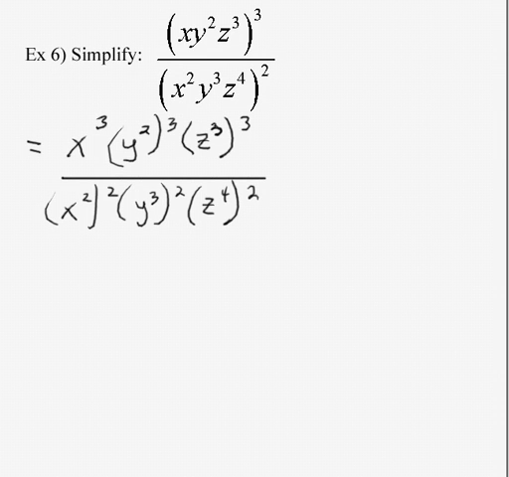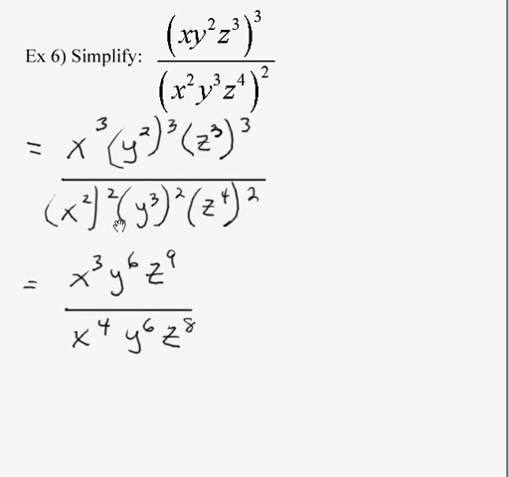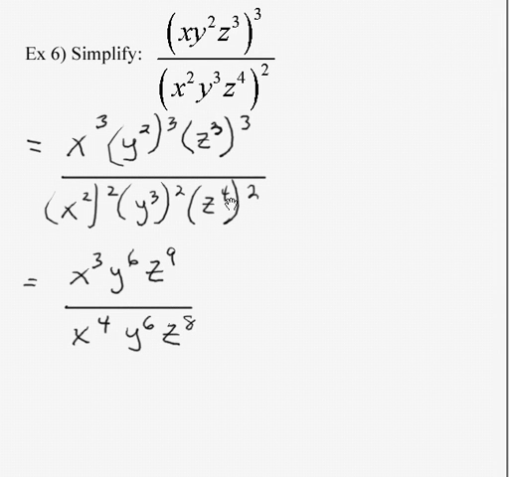So let's simplify our exponents. That's x to the 3rd. Y squared cubed, 2 times 3 is y to the 6th. z cubed cubed, 3 times 3 will be z to the 9th. X squared squared, 2 times 2 is x to the 4th. Y cubed squared, 3 times 2 is y to the 6th. And z to the 4th squared, 4 times 2 is z to the 8th.